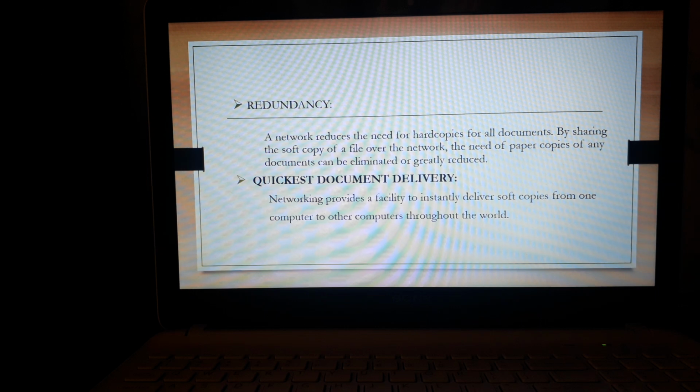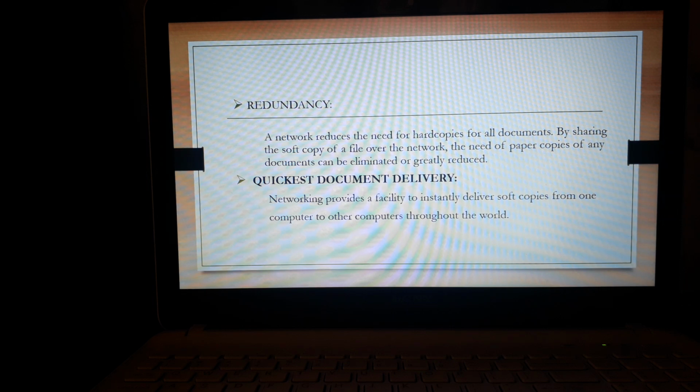So redundancy of hard copies, because we can easily store our information as a soft copy, and wherever we want to send it to anyone, we can easily send the soft copy only. Through this we can eliminate or greatly reduce paperwork or hard copies. So this is the best advantage of networking.